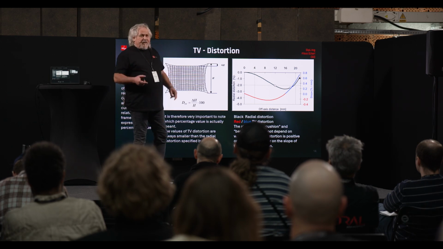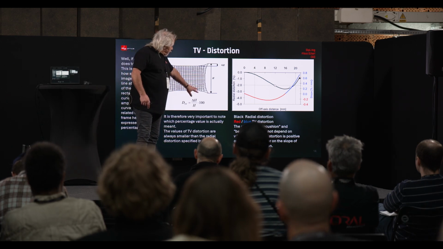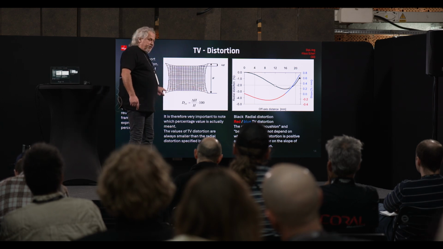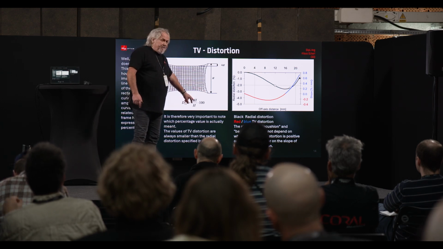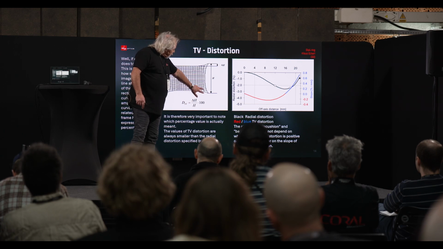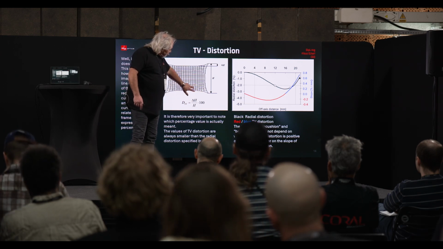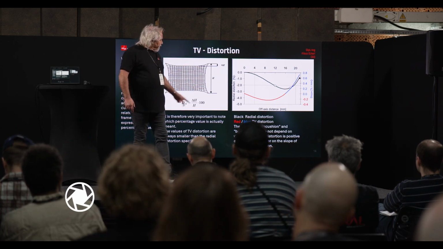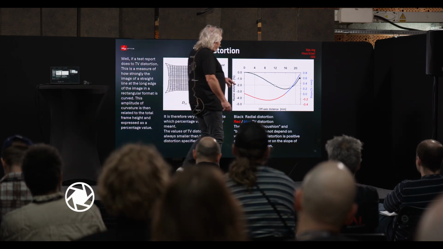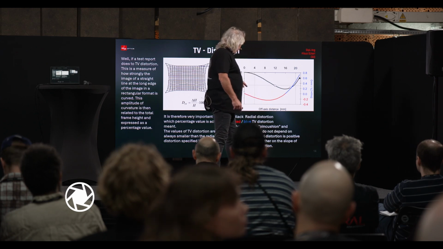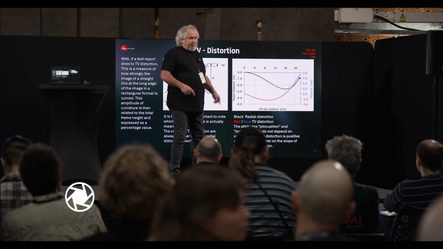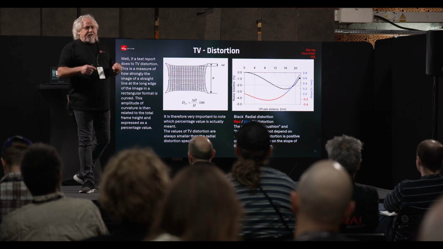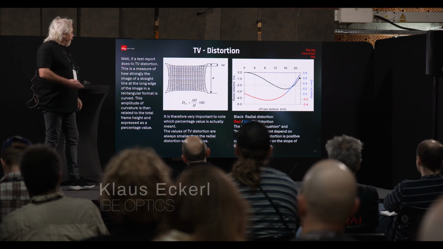And there is another description of distortion. It's the TV distortion. And here you look at the long side of this line, and the formula is this difference, this height, divided by the full height of the image. That's called the TV distortion. You see here on the blue screen, the numbers are completely different to the radial distortion. So be careful when you compare things. They have different distortion areas in the field.